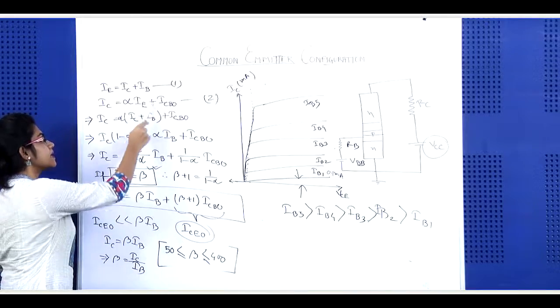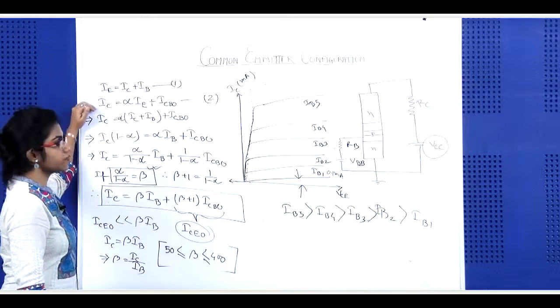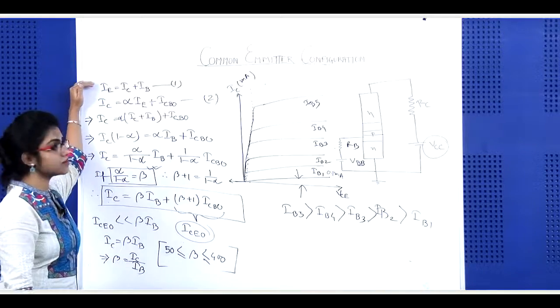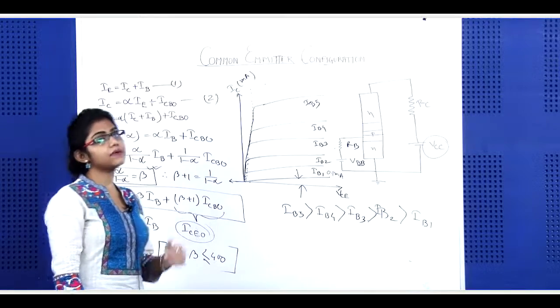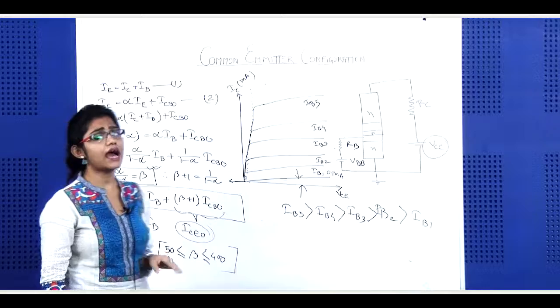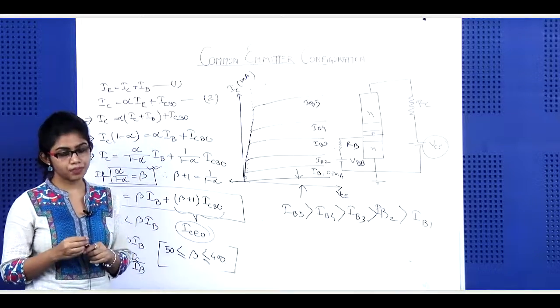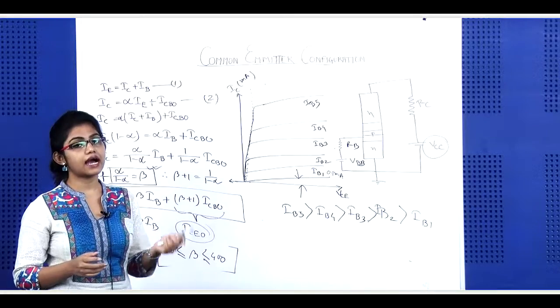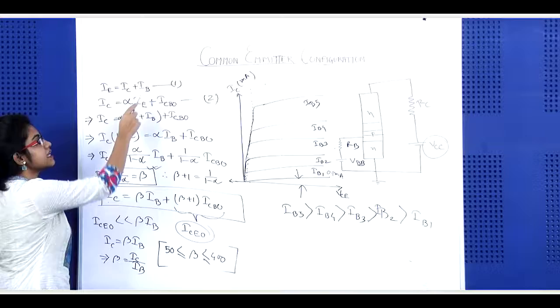That is, depending upon the input current IE, how the IC will vary, we know that equation, and we know another important equation, that is IE equals IC plus IB, that is emitter current is equal to base current plus collector current. And now we have to derive how, depending upon the input current, that is base current IB, the output current IC will change. So, for that we have replaced IE by IC plus IB.